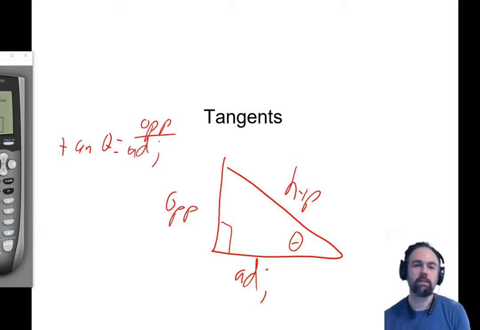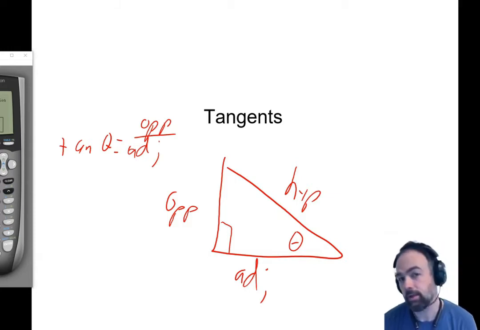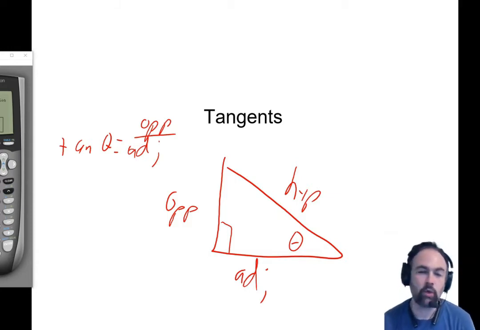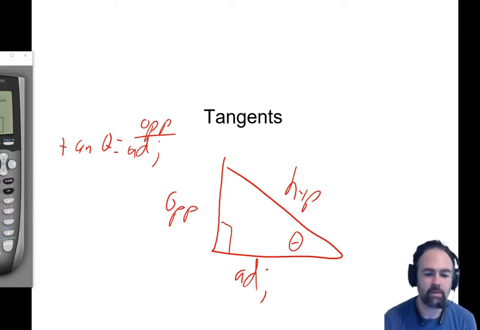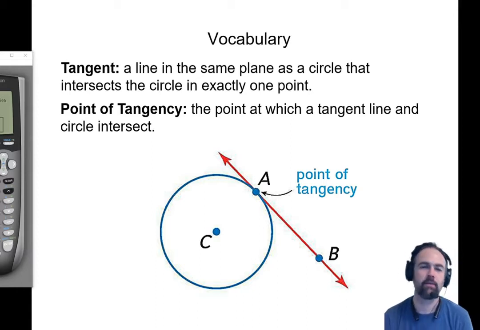And while that is one definition of the word tangent, it is actually a very, very good definition, and it is honestly the one you'll be using most often inside of math classes. That is not the definition of the word tangent we are going to be using today. Today we're talking about tangents of circles.